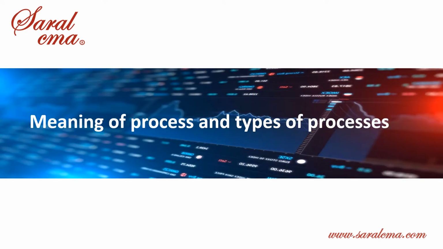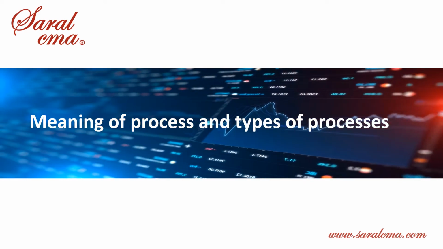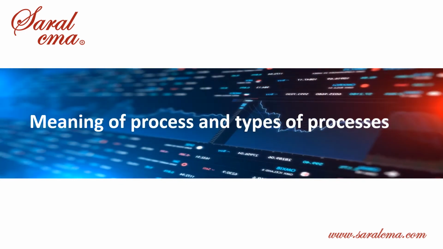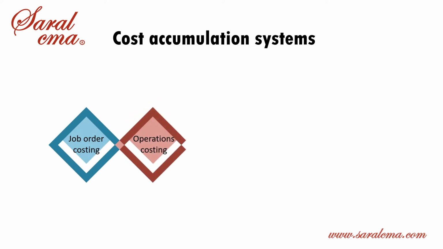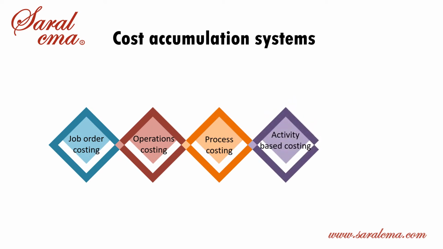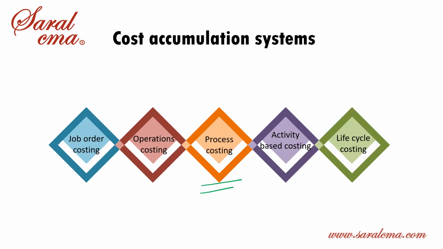Let's start by understanding the meaning of a process and type of processes. There are many cost accumulation systems out there. Cost accumulation systems enable one to arrive at product cost or a service cost. For your CMA exams, you need to know about job order costing system, operations costing system, process costing system, activity based costing system, and life cycle costing system. Today's focus is on learning about process costing system.